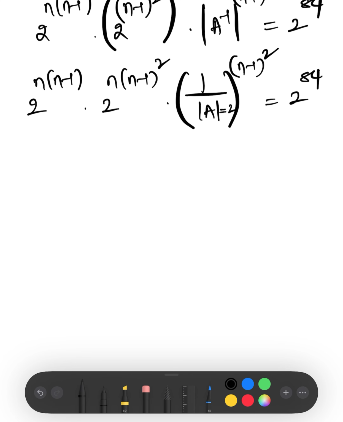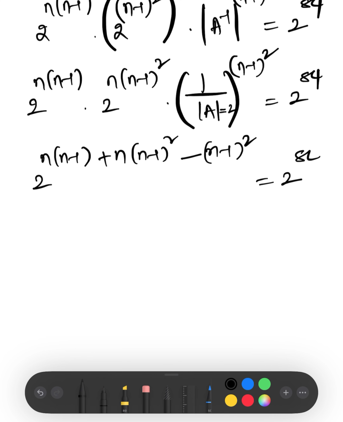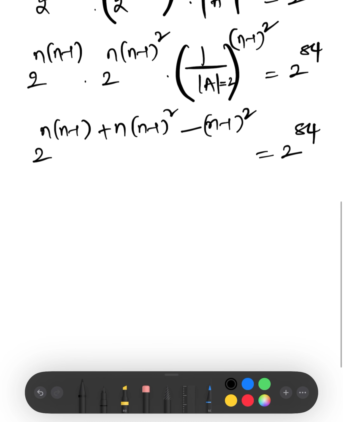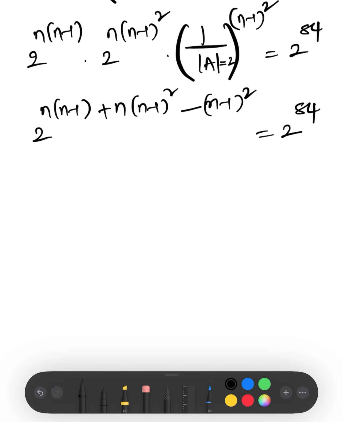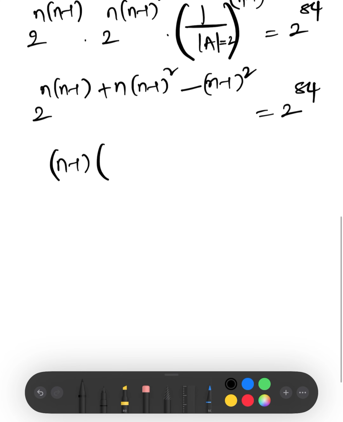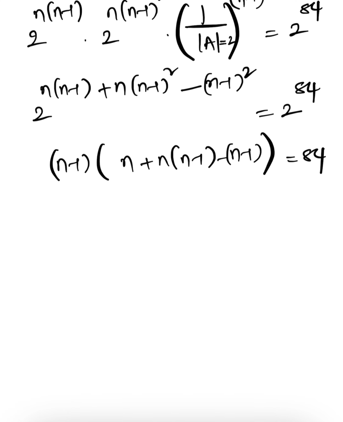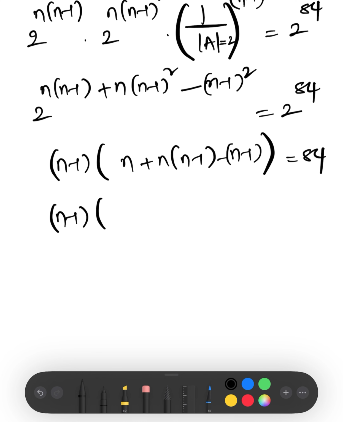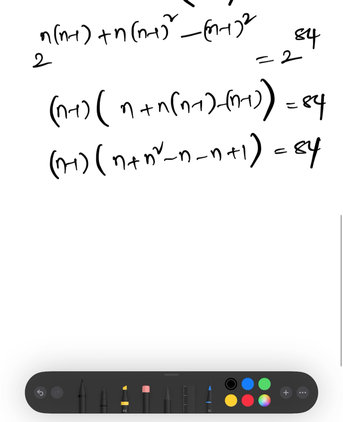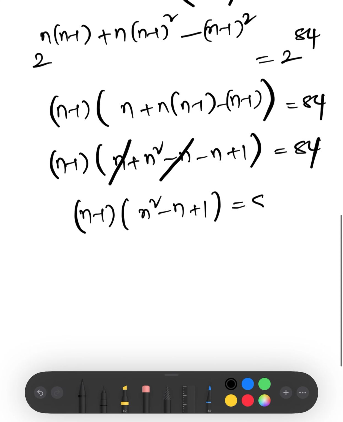Det A is 2 power n into n minus 1 plus n into n minus 1 whole square minus n minus 1 whole square, which is equal to 2 power 84. Now the bases are equal, so you can equate the powers. In the numerator I can take n minus 1 common, so that n plus n into n minus 1 minus of n minus 1 is equal to 84. So that is n minus 1 into n plus n square minus n plus 1, which is equal to 84. Now minus n plus n gets cancelled: n minus 1 into n square minus n plus 1 equals 84.